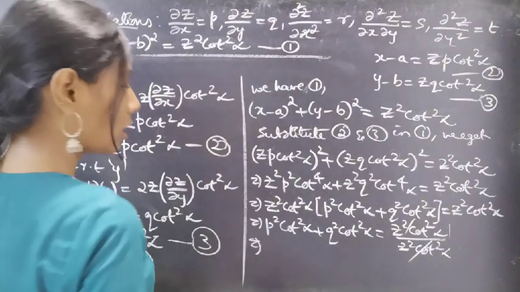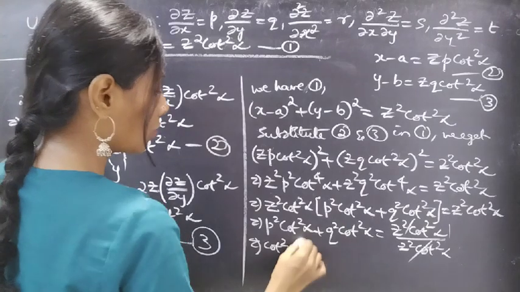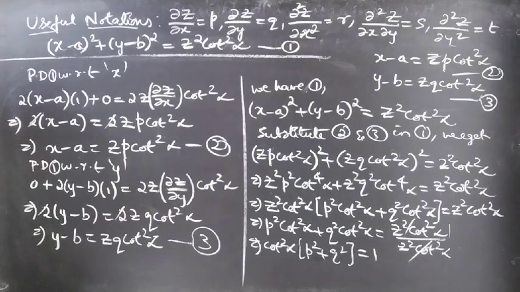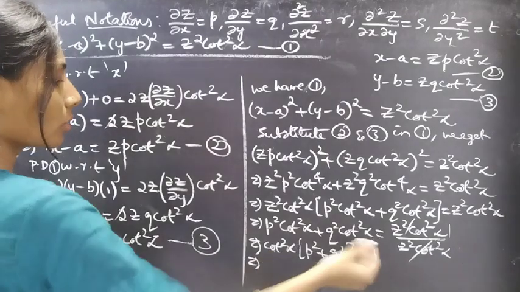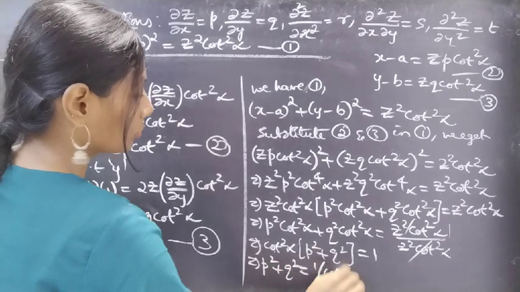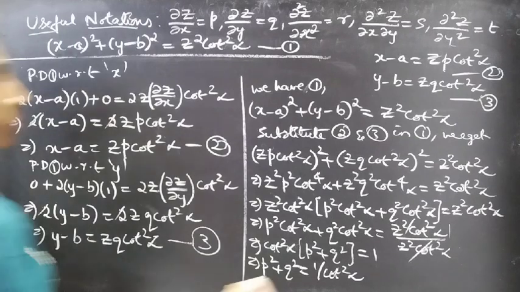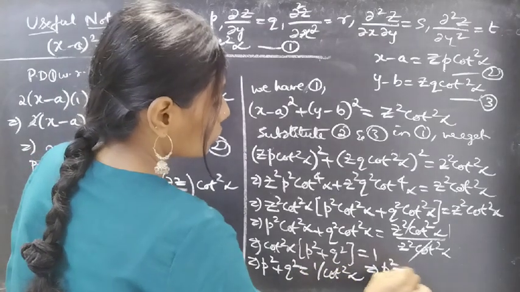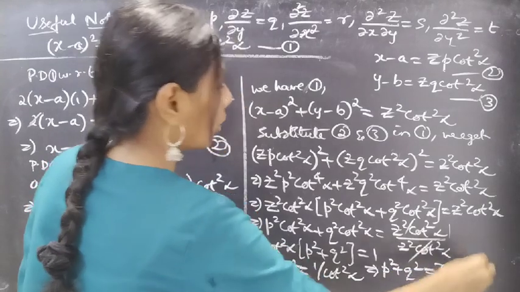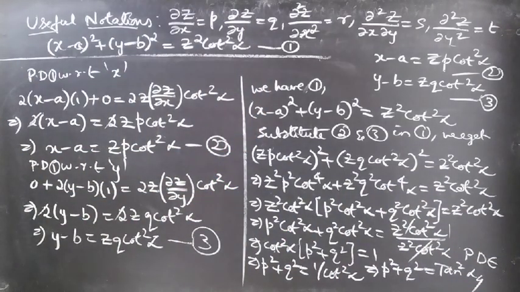Now take cot square alpha common from this. You'll get cot square alpha into (p square plus q square) equal to 1, right? Now take this cot square alpha to RHS, you'll get p square plus q square equal to 1 by cot square alpha. Since 1 by cot square alpha is tan square alpha, from this you'll get p square plus q square equal to tan square alpha, which is the required partial differential equation.